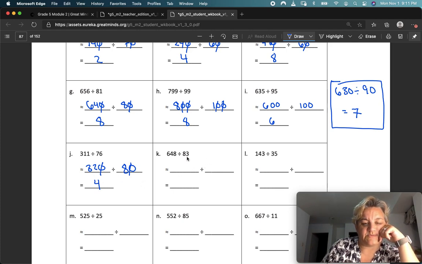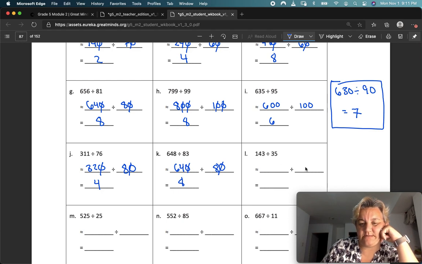How about the next one? If this one was 80, this could be 640, because 8 goes into 640 nicely. 8 times. 35, let's see.